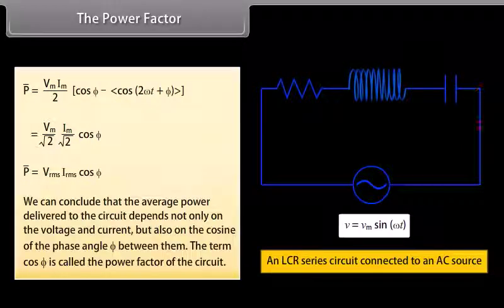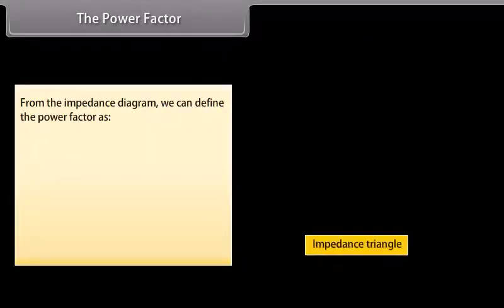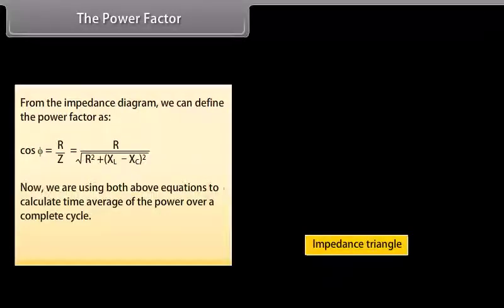We can conclude that the average power delivered to the circuit depends not only on the voltage and current, but also on the cosine of the phase angle phi between them. The term cos phi is called the power factor of the circuit. From the impedance diagram, we can define the power factor as cos phi equal to R upon Z, which is equal to R upon under root R square plus XL minus XC whole square. Now, using both above equations to calculate the time average of the power over the complete cycle, P bar is equal to the product of IRMS square and R.